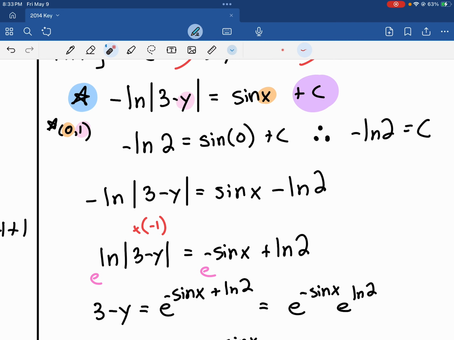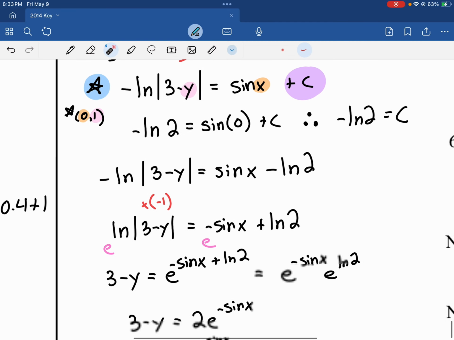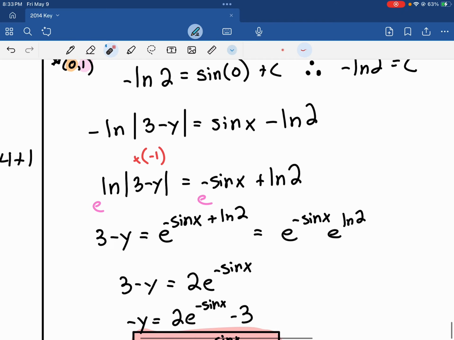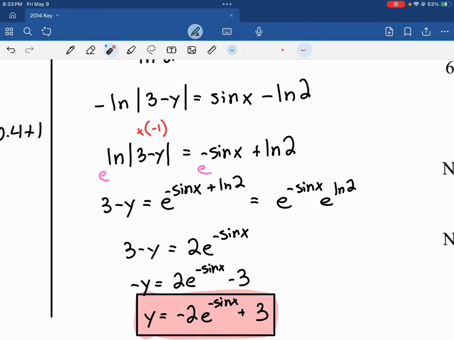I'm going to plug in my coordinates 0 and 1 for y and x and solve for c, and you get c to be the negative natural log of 2. I can then rewrite my solution with the negative natural log of 2 and just solve for y. I'd recommend not having a negative in front like we have here. I'm going to multiply both sides by negative 1 to deal with that, and then raise both sides to be an exponent of e.